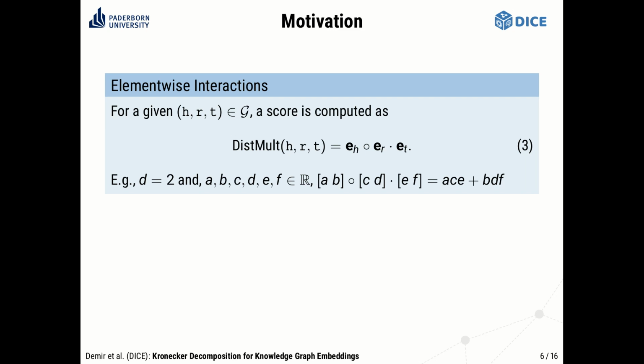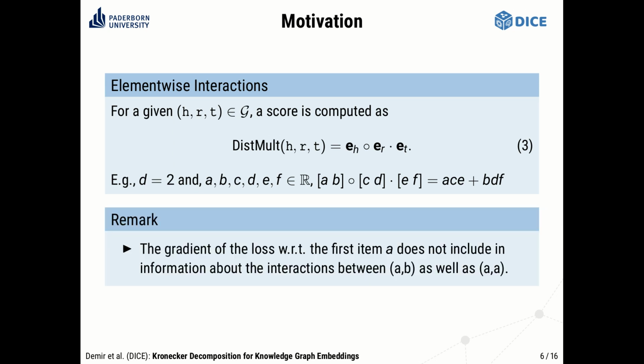Let's put these two products in action within a standard baseline knowledge graph embedding model. This model computes a score of a given triple by elementwise operations, a Hadamard product followed by a dot product, as shown in equation 3. So, if the vector size is 2, we perform these operations and we obtain this scalar value on the right hand side.